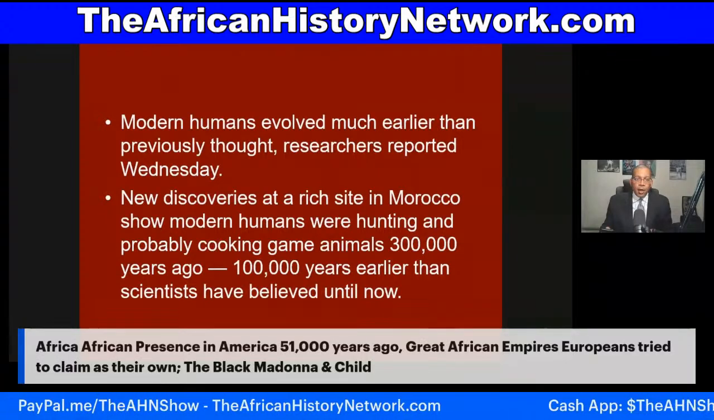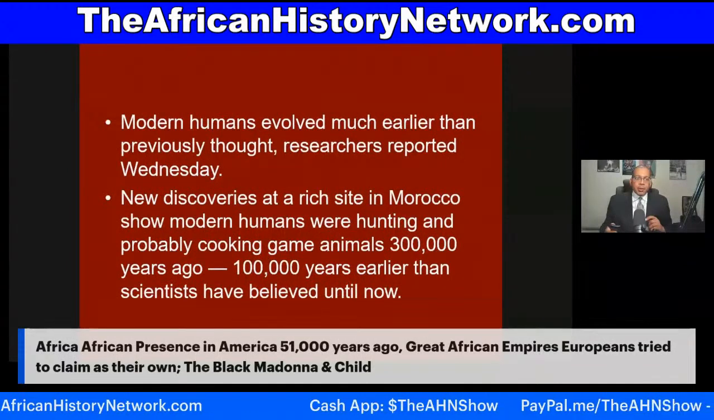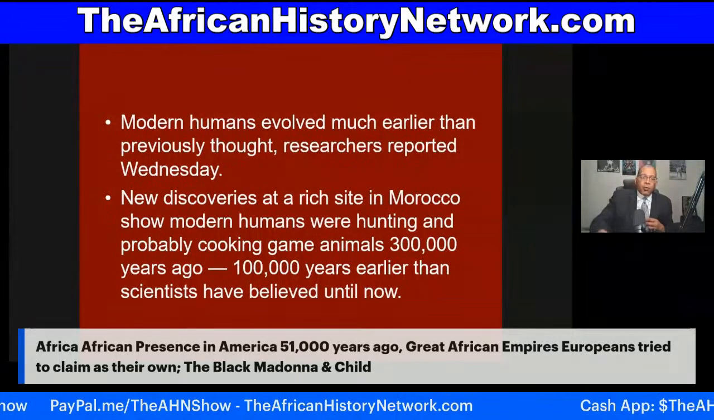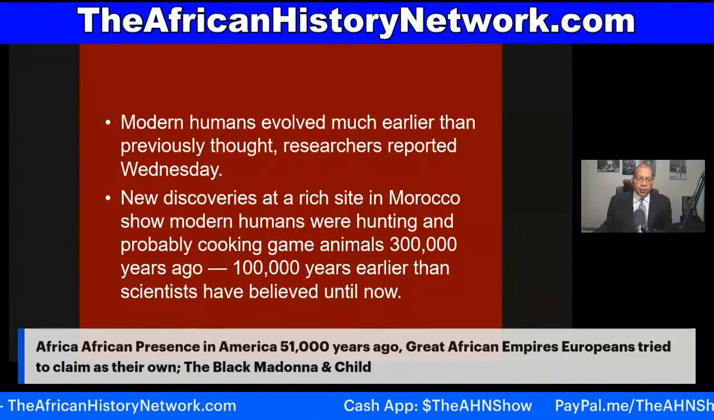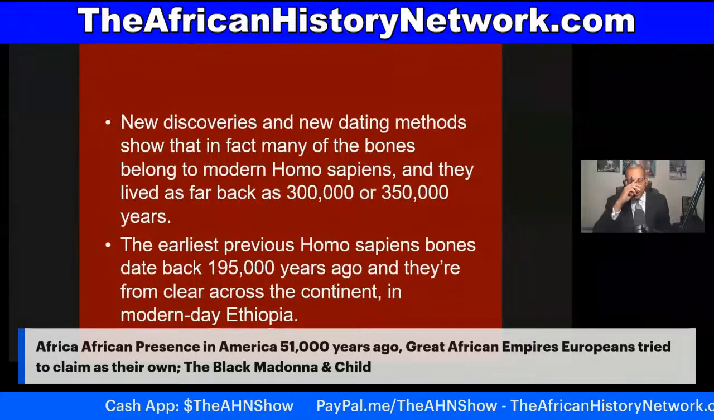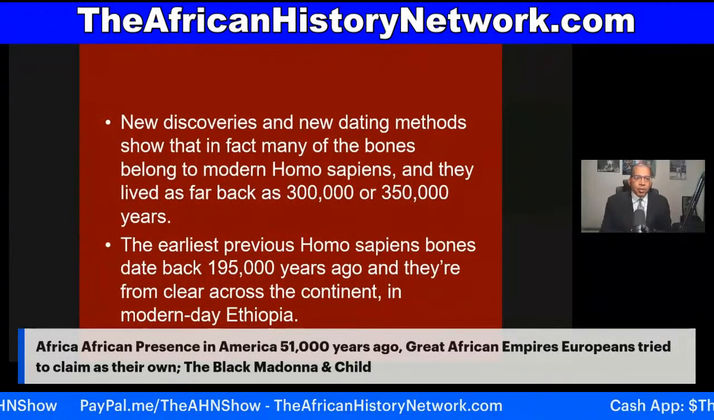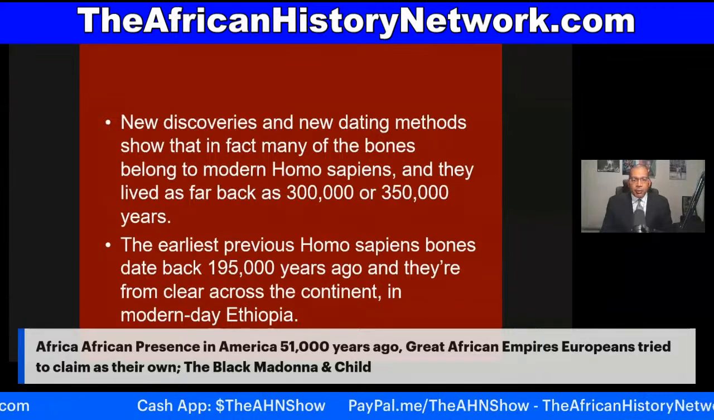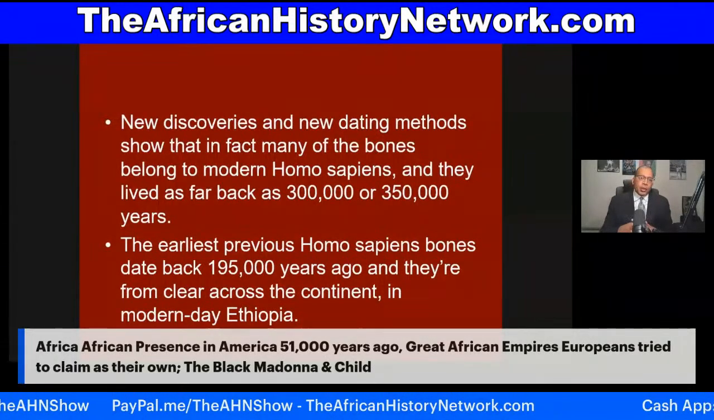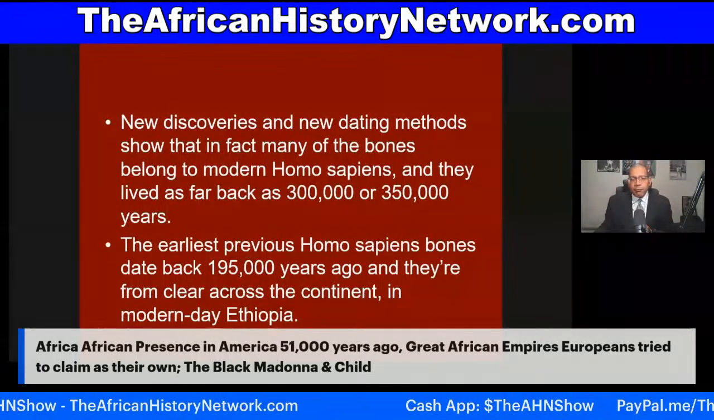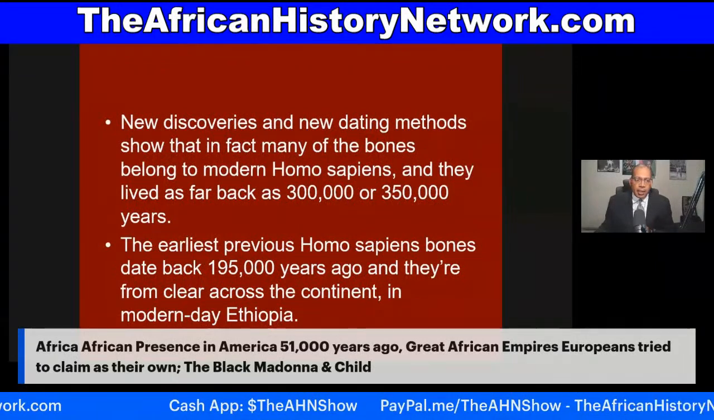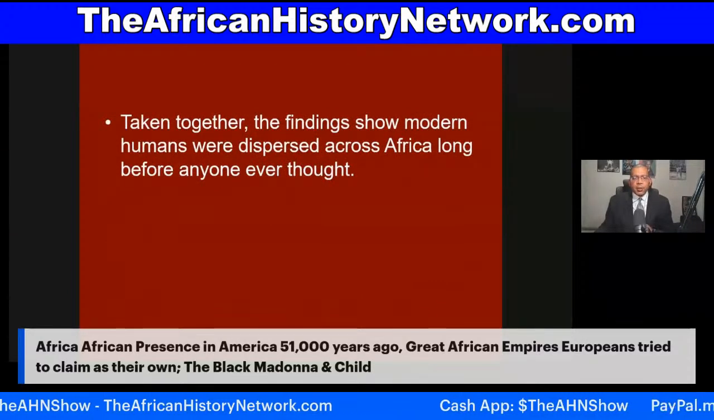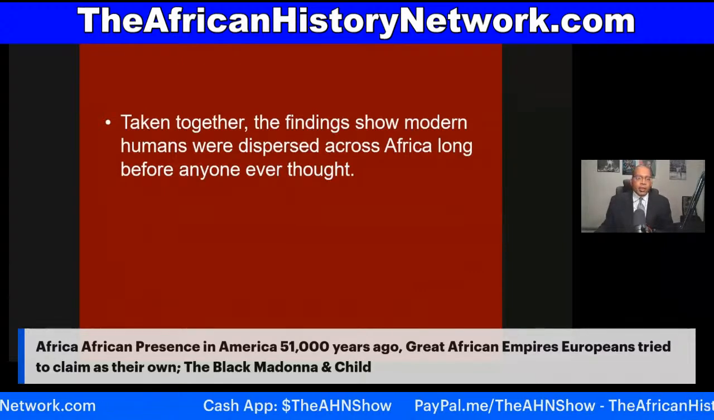Earlier than believed until now. So this is over 100,000 years earlier than the discovery in Ethiopia that dates back about 195,000 years ago. New discoveries and new dating methods show that, in fact, many of the bones belong to modern Homo sapiens, and they lived as far back as 300,000 or 350,000 years ago. The earliest previous Homo sapiens bones date back 195,000 years ago, and they're from clear across the continent in modern-day Ethiopia. Taken together, the findings show modern humans were dispersed across Africa long before anyone ever thought.